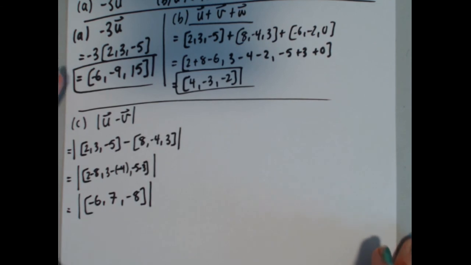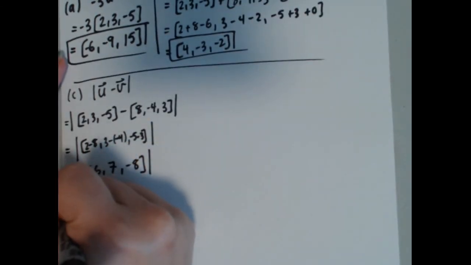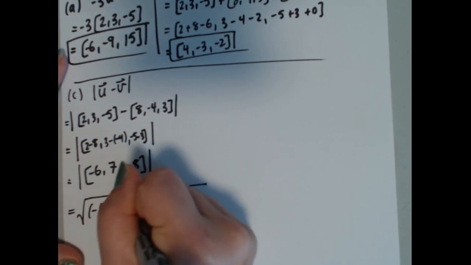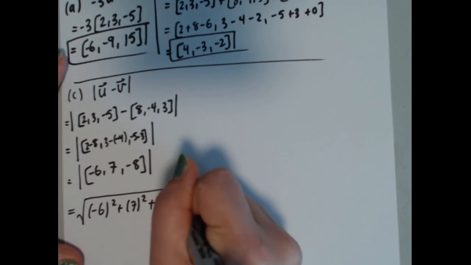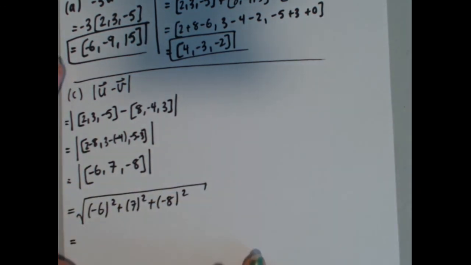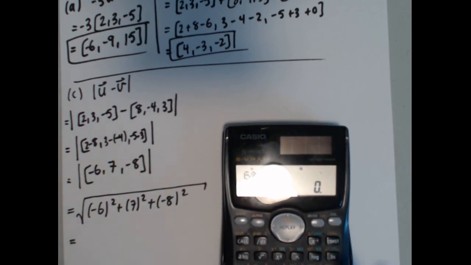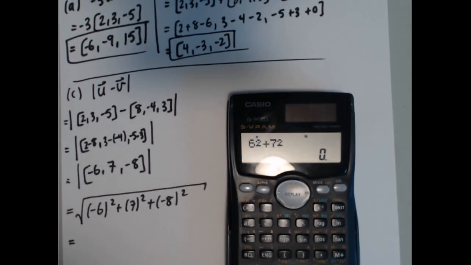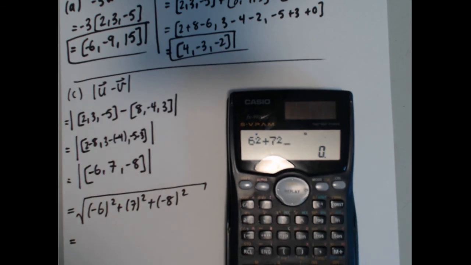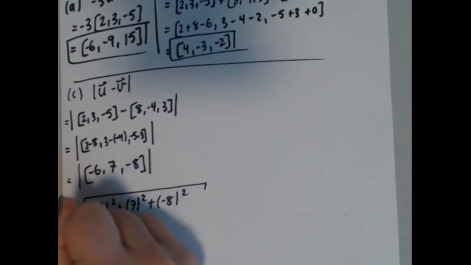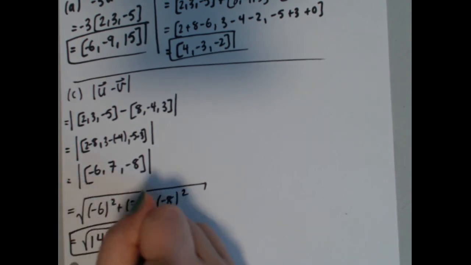Okay, so how do we find the magnitude of a vector? Well, we've seen this. It's just an extension of the Pythagorean theorem. So I take the square root of negative 6 squared plus 7 squared plus negative 8 squared. And if I do that, let's see what I get. So negative 6 and 6 squared are the same. So I'm just going to put it as positive 6 squared plus 7 squared plus 8 squared. It's 149. That's not going to square root nicely, so I'll leave the answer as square root 149. And our answer is a scalar as we expected.